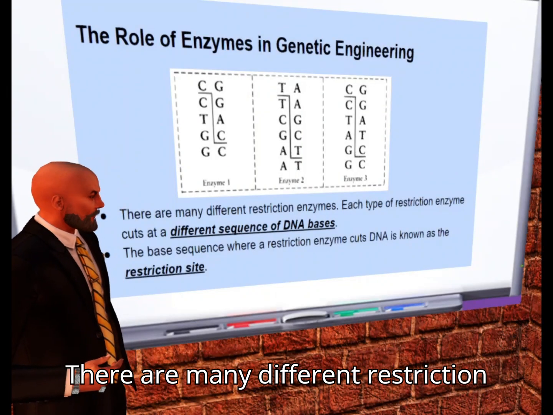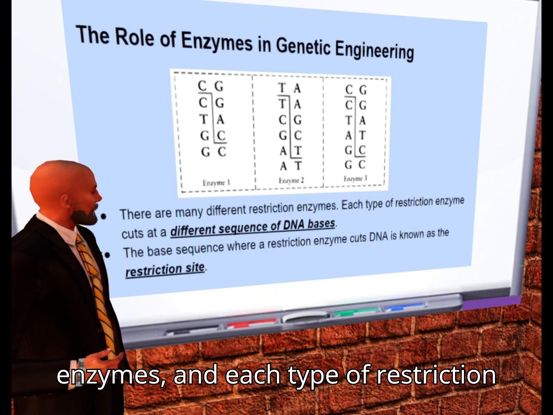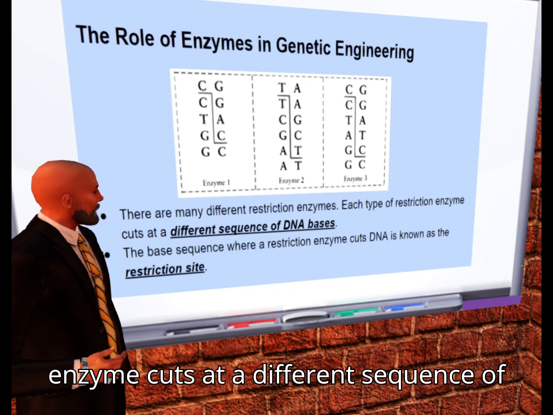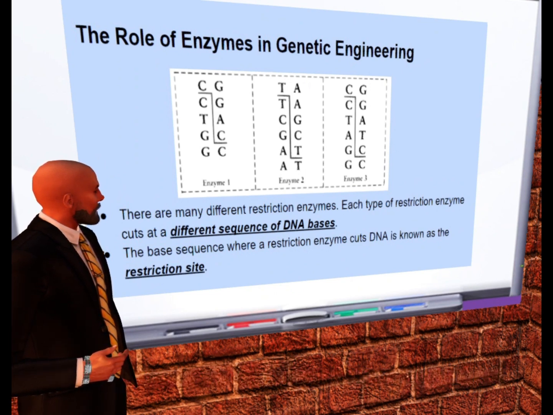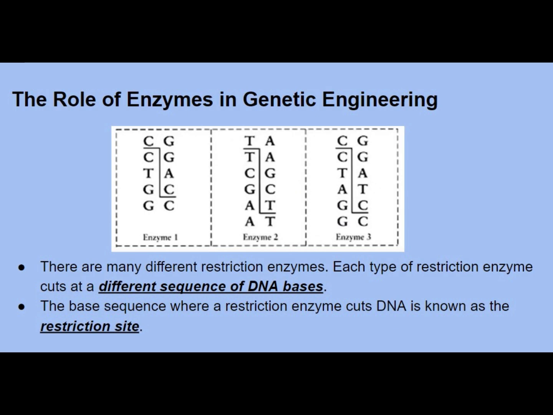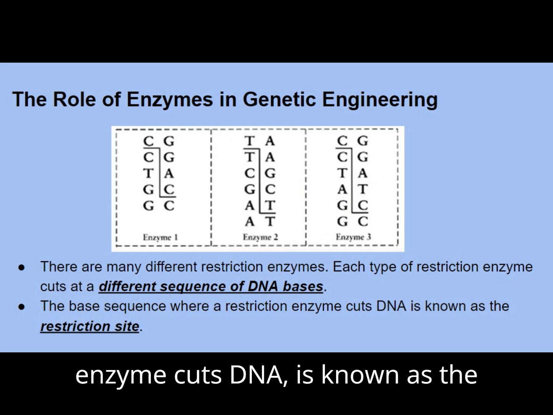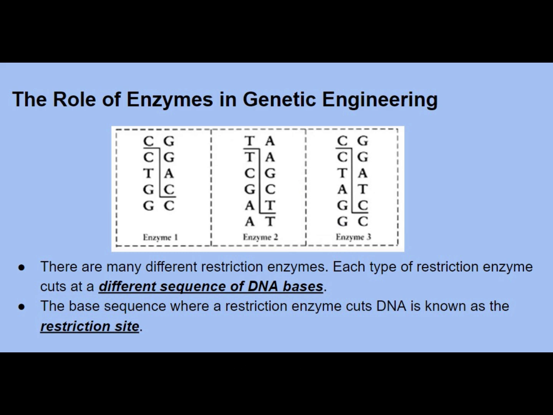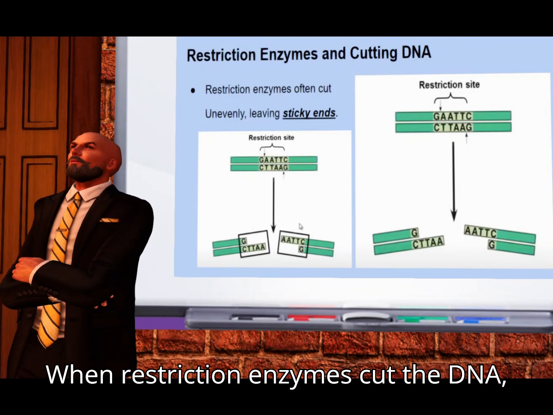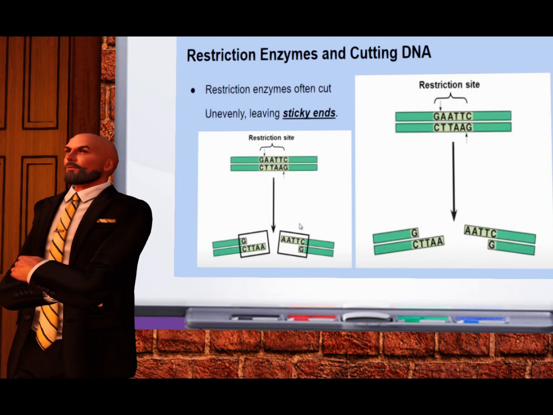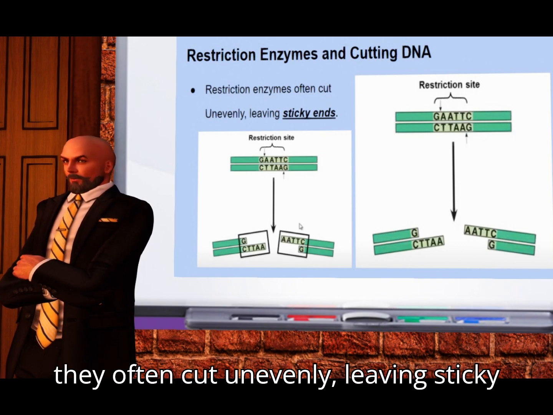There are many different restriction enzymes, and each type of restriction enzyme cuts at a different sequence of DNA bases. Notice in the image that restriction enzyme 1 recognizes and cuts DNA at different base sequences than restriction enzymes 2 and 3. The base sequence where a restriction enzyme cuts DNA is known as the restriction site. When restriction enzymes cut the DNA, they often cut unevenly, leaving sticky ends.